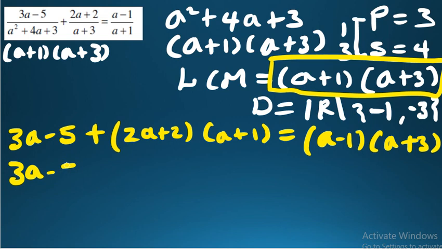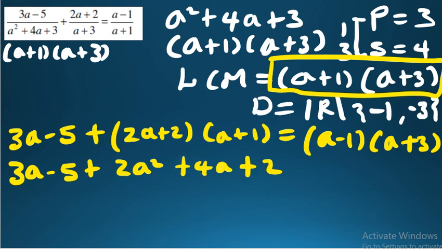3a minus 5 plus, we have to multiply here. 2a times a is going to be 2a squared. And 2a times 1 is 2a, and 2 times a again 2a, which is going to be 4a. You can multiply and check, plus 2. This product is equal to the other side, also the same: a squared, and minus a and 3a will be plus 2a. You can check it, minus 3 remains.